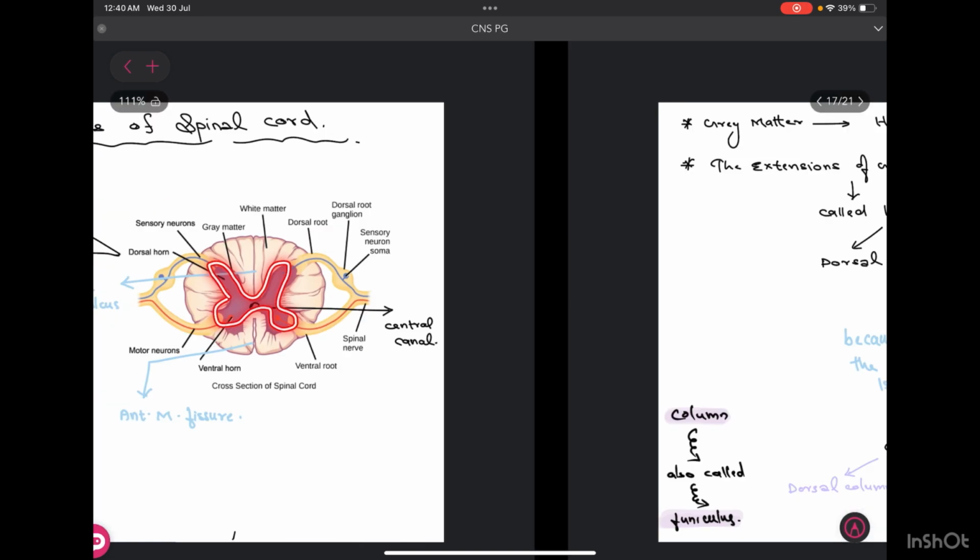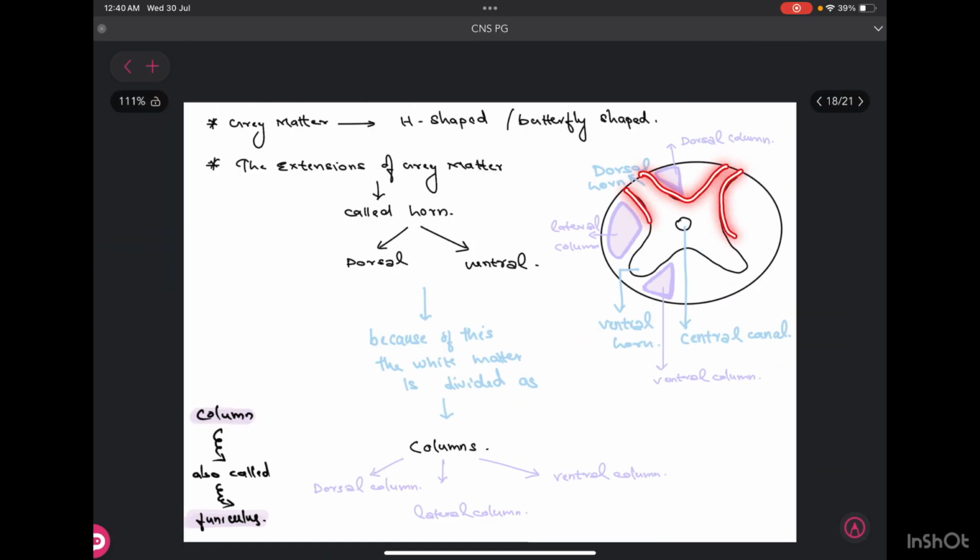It is butterfly or H-shaped. Here it is butterfly or H-shaped gray matter, and outside this gray matter it is white matter. So this much is clear. The gray matter is having extensions. If we are talking about one side, these are the extensions of gray matter. We have a dorsal aspect and a ventral aspect, right? So this is called as horn. These extensions are called as horn, and we have a dorsal and a ventral horn. This is a dorsal horn and this is a ventral horn on either side.